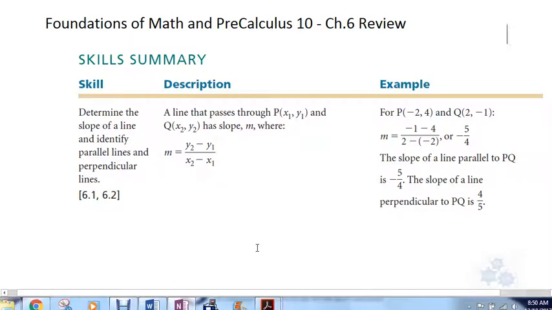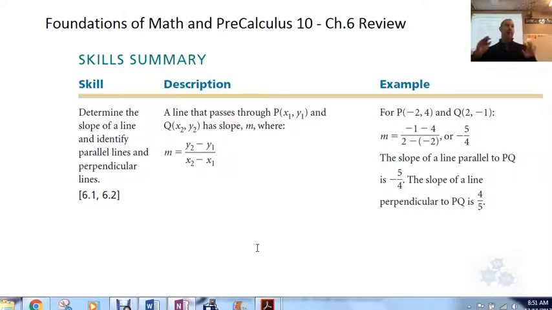So, here's your review for Chapter 6, Foundations of Math and PreCalculus 10. What I want to go over is just some of the basic, most important things that you're going to have to know for your test tomorrow. All right? So, in 6.1 and 6.2, we talked a lot about slope.